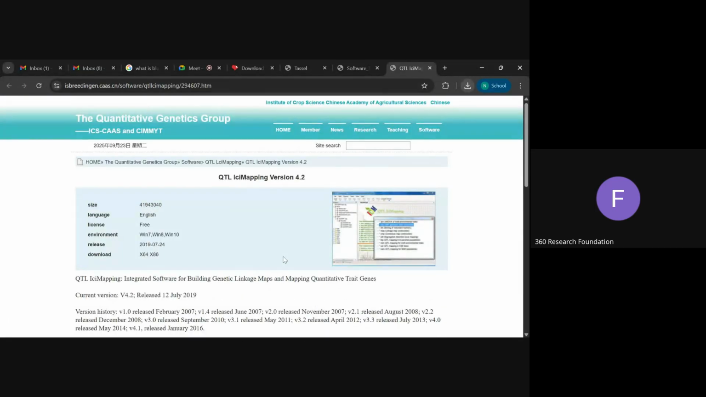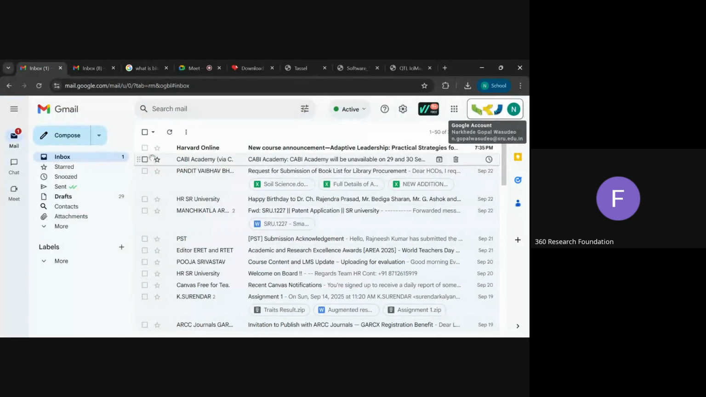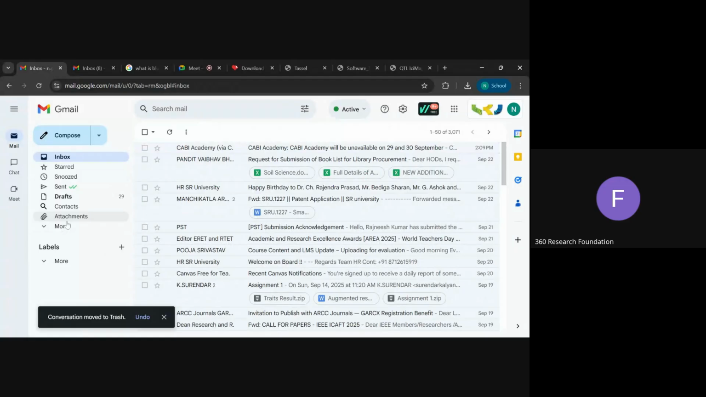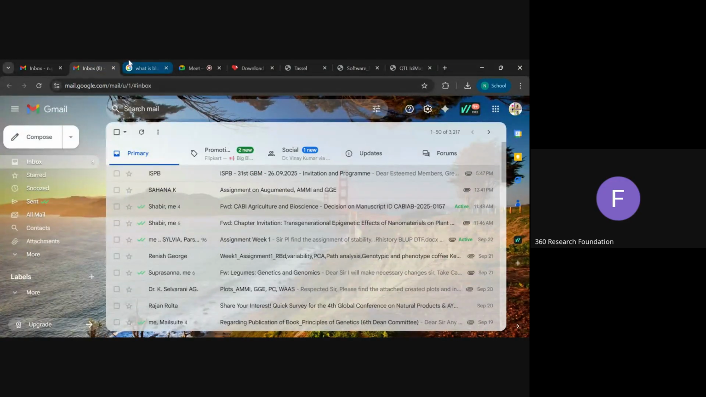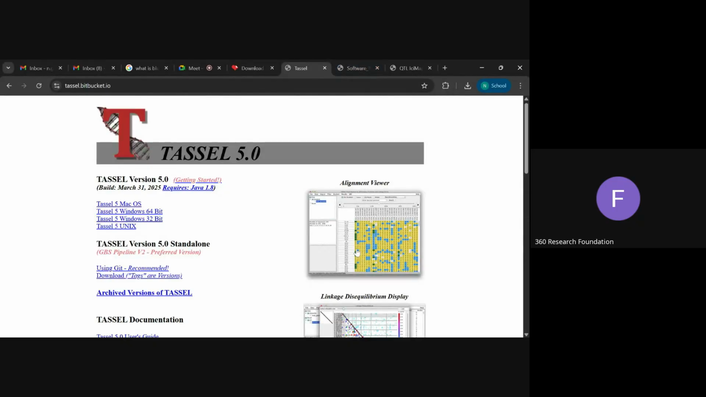Maybe this software will not run in some systems, because in many new systems, while installing, it is showing error, like Windows don't run or don't install, something like that. So just download it. I will tell you tomorrow how to install it. So don't worry. You can install Tassel easily. It is very simple.